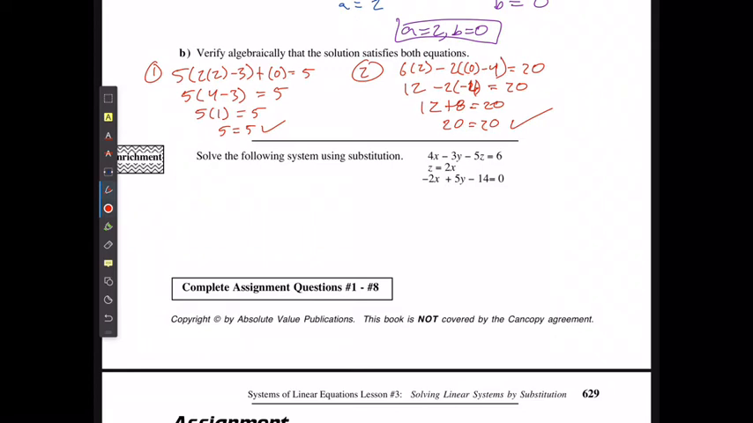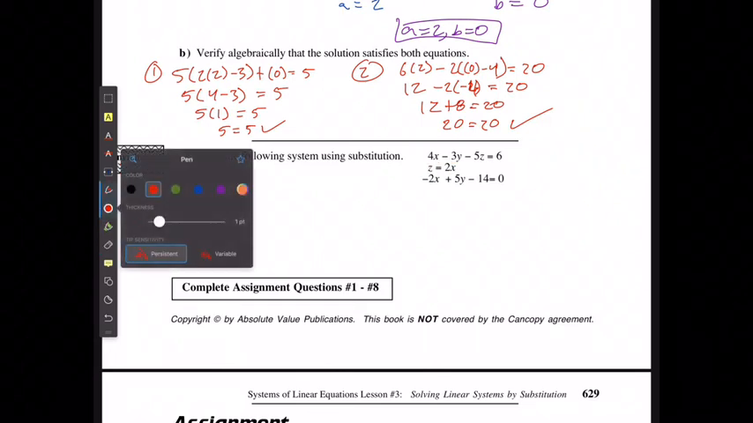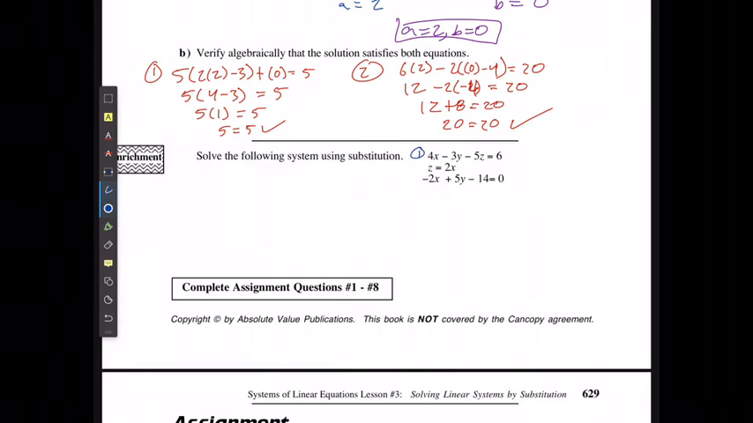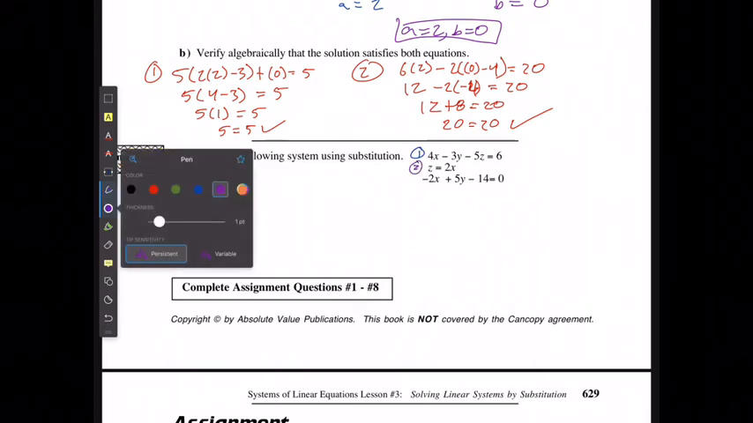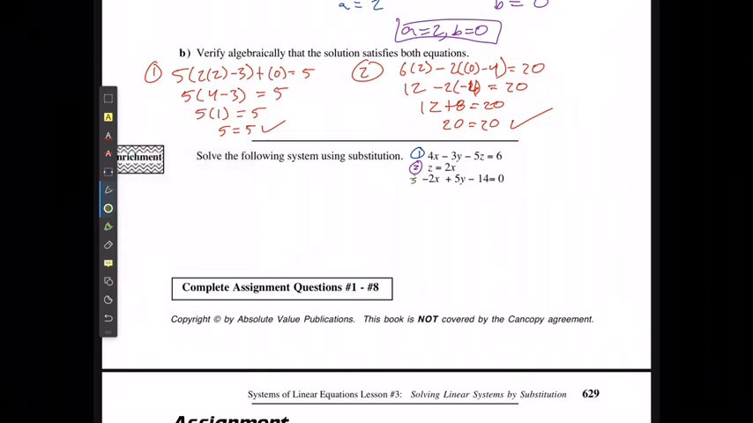So what we see here is right from the get-go, I can see that I have 3 equations, I have 3 different variables, but one of them is isolated before I've even started. So that means that I have equation 1, I have equation 2, and I have equation 3. Now, what I'm going to do is I'm going to substitute equation 2 into equation 1 right from the get-go.